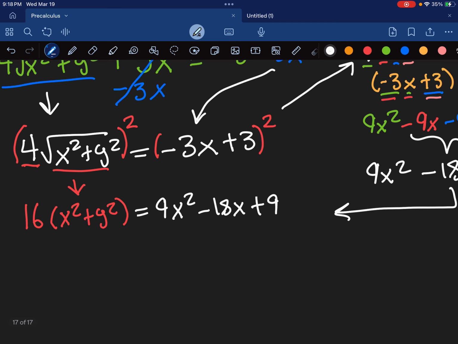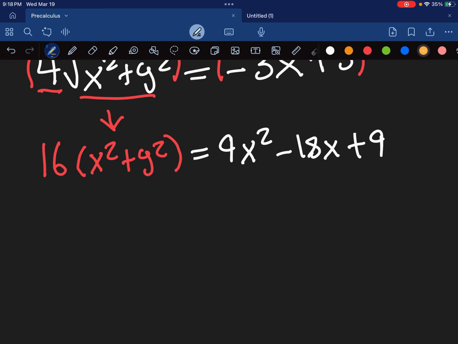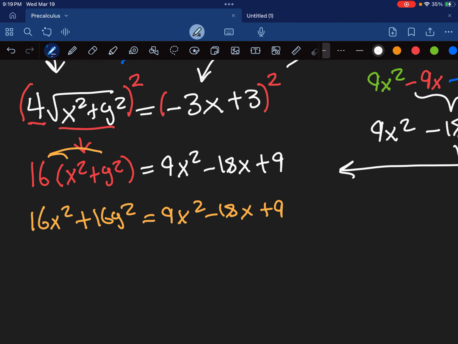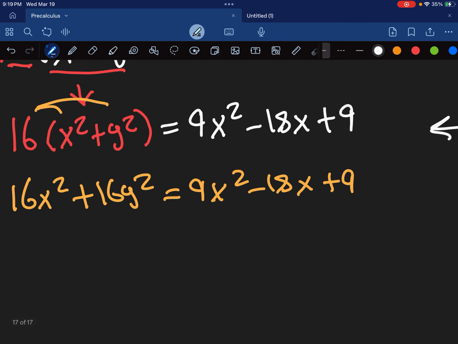Okay, so we have this now. This is where we're left off with. So from here, we're just going to distribute this also. So it's going to be 16x squared plus 16y squared equals 9x squared minus 18x plus 9. Okay, and then from here, what we're going to do is move everything to one side for it to equal out 0. This will help us achieve the general form that we're looking for.